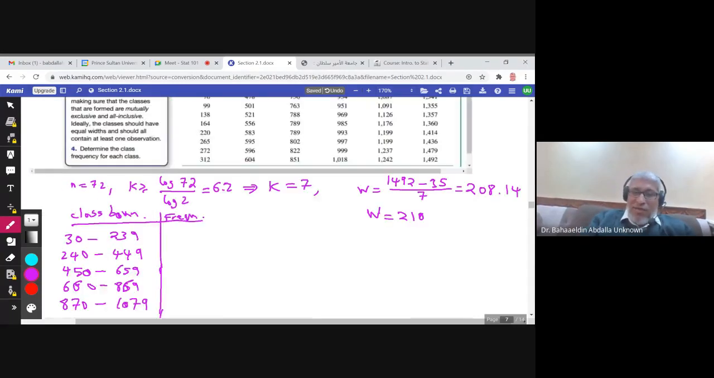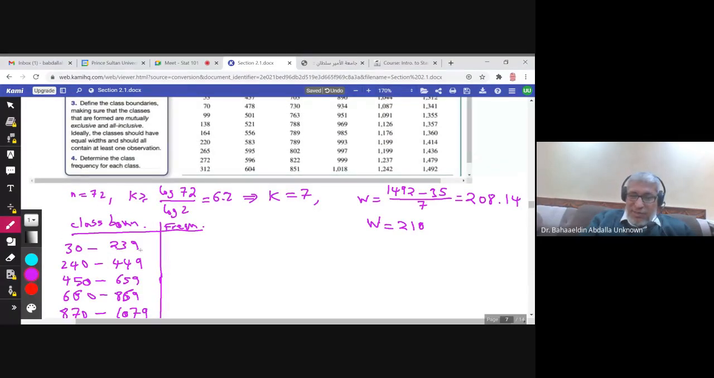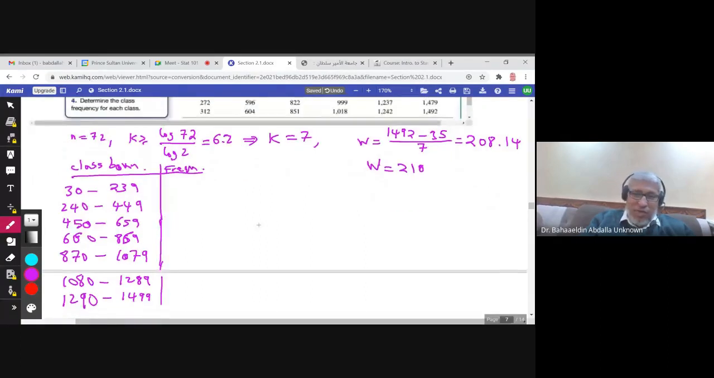Now, do we have 35 in the first class? Yes. Do we have 1492 in the last class? Yes, because 1499 is the largest here. So 1492 is included in the last class. Do we have 7 classes? Yes. So the classes are mutually exclusive, inclusive, they contain all the data, and we have 7 classes, so everything is fine.